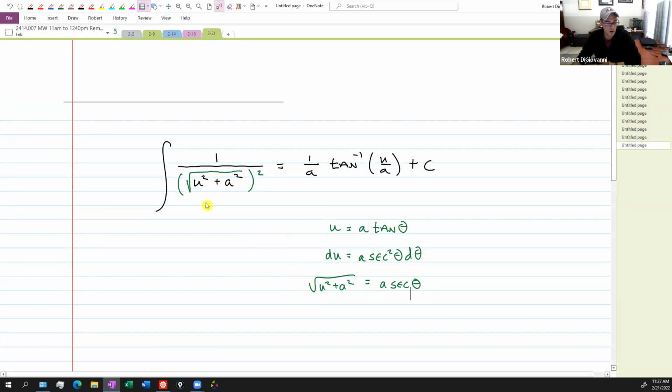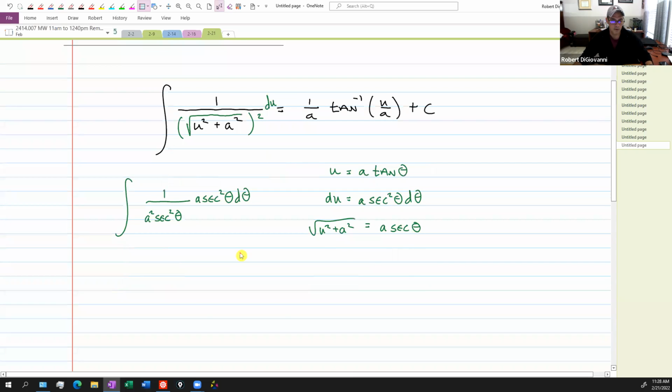And now when you rewrite the integral, you get the integral of 1 over the square root, and all this stuff is a secant theta, but then you're squaring it. So this is going to be a squared secant squared theta. And then, oh, I forgot my du here, sorry. Du had to be right there. So du would be a secant squared theta d theta, like that. With me?